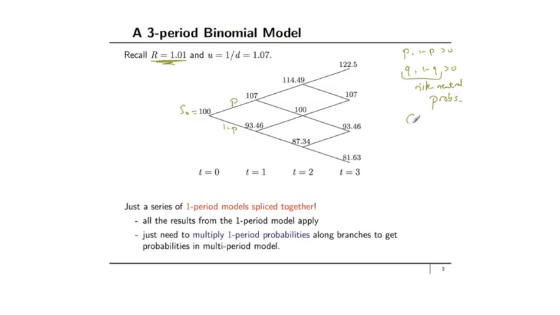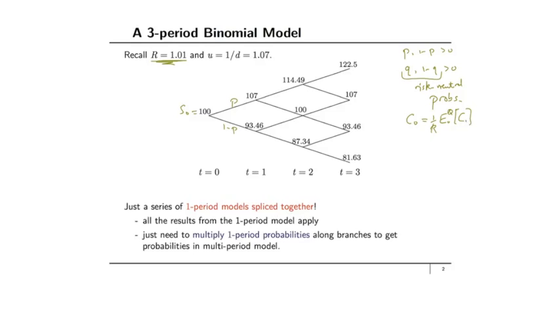For example, in our one-period model, we saw that we can compute the price of a derivative as being equal to 1 over R times the expected value, using these risk-neutral probabilities, of the payoff of the derivative at time 1. Okay, so we're now in our three-period binomial model. We want to be able to price options in the three-period binomial model, and we can easily do that using our results from the one-period case.